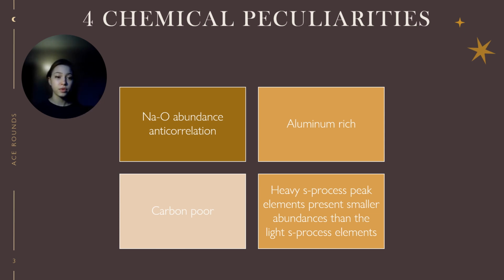As an overview, there was a sodium-oxygen abundance anticorrelation, and the star was rich in aluminum. For an S-enriched star, it was severely lacking in carbon, and the heavy second S-process peak elements present showed way smaller abundances than the light S-process elements, when normally these numbers are the other way around.